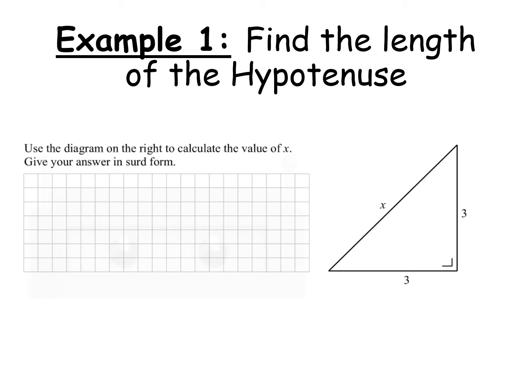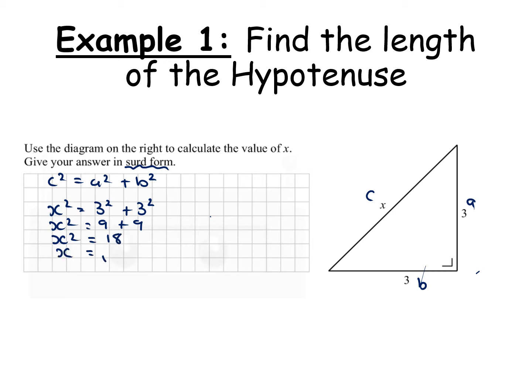So now let's use Pythagoras' theorem to help us work with some questions. Use the diagram on the right to calculate a value for x. Give your answer in surd form. That's important, that's working with our square roots. First thing I'm going to do, I label my triangle C, A, B. I then write down my formula, which is c squared equals a squared plus b squared, which is x squared is equal to 3 squared plus 3 squared. X squared is equal to 9 plus 9. X squared is equal to 18.